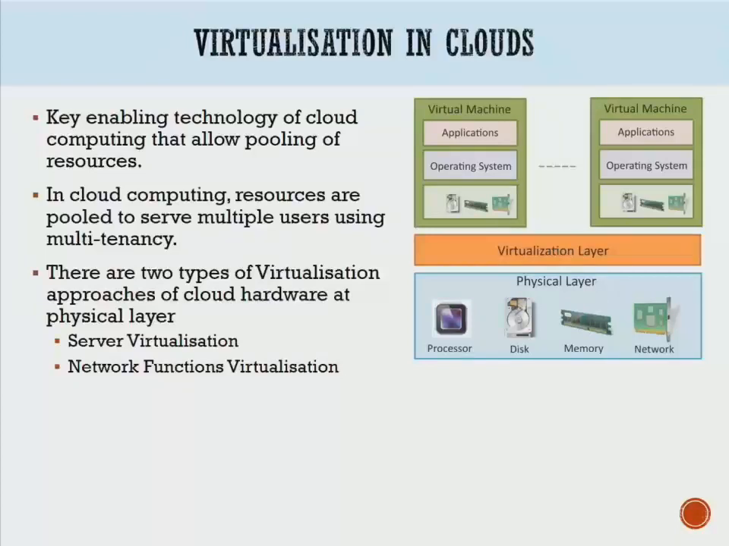So going back to this discussion, virtualization in the cloud is the key enabling technology of cloud computing that allows pooling of heterogeneous computing resources. Because of virtualization we are able to consolidate multiple applications, each with its own operating system, on the same set of hardware or the same set of data center racks. There are two types of virtualization used in cloud computing. They include server virtualization that we discussed, and next is network function virtualization. We'll have a different lecture on that.